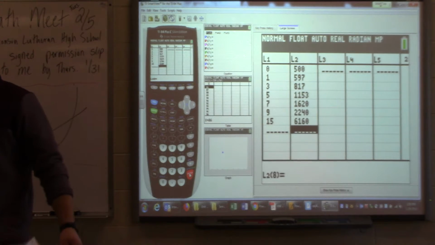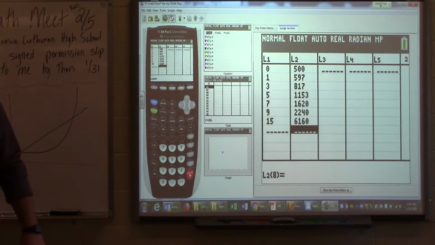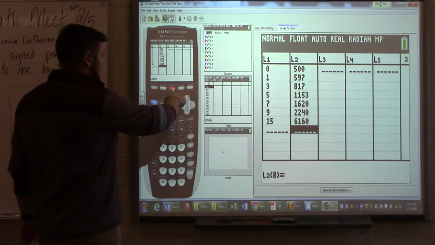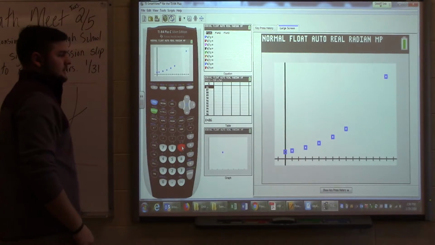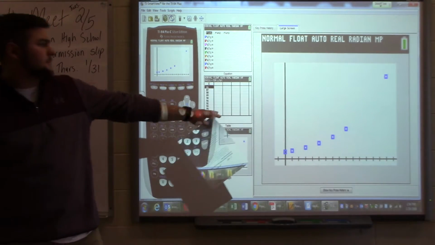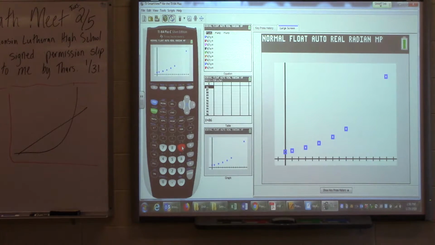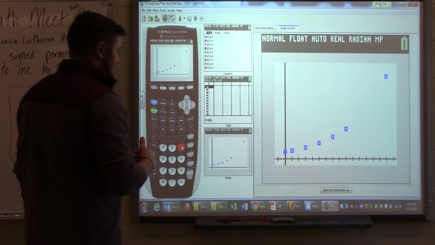So I'm putting all my points in there, and then I'm going to check to see, is this going to be an exponential regression or a linear regression? So I'm going to hit zoom, 9. The points pop up, I look at them. Is this exponential or linear? Exponential. So now I know I'm going to have to do an exponential regression in my calculator.